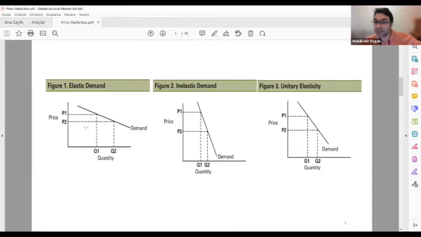But let's think vice versa. Let's say this is P2, Q2 and this is P1, Q1. If the price goes from here to here, my demand decreases much more than the price changes. So this good is not necessary for me. My demand for this good is elastic. I can change my demand, even not buy it.